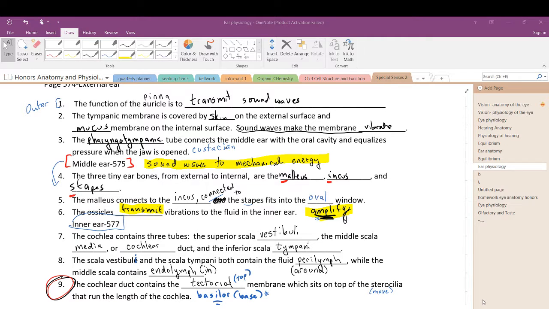Hello, this is Miss Dagenford, and I wanted to give us a nice review of the structure of the ear and mainly the physiology. Some of you were gone, and I wanted to make sure you caught this material.